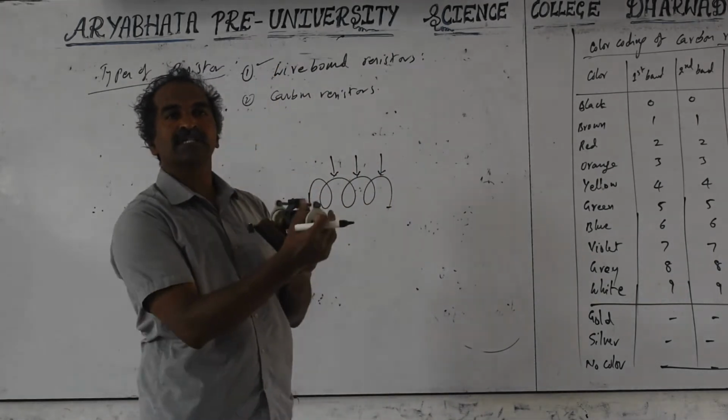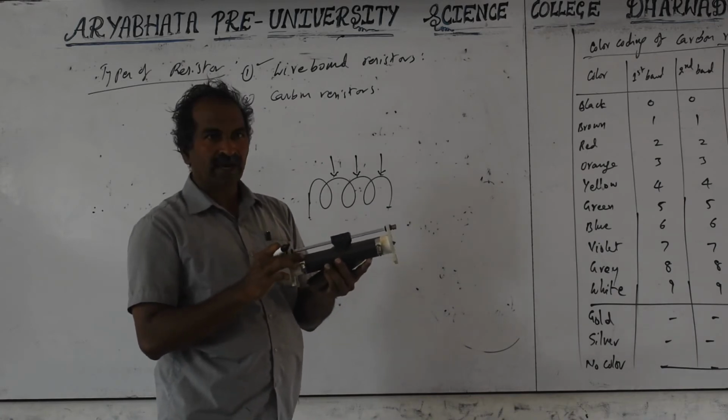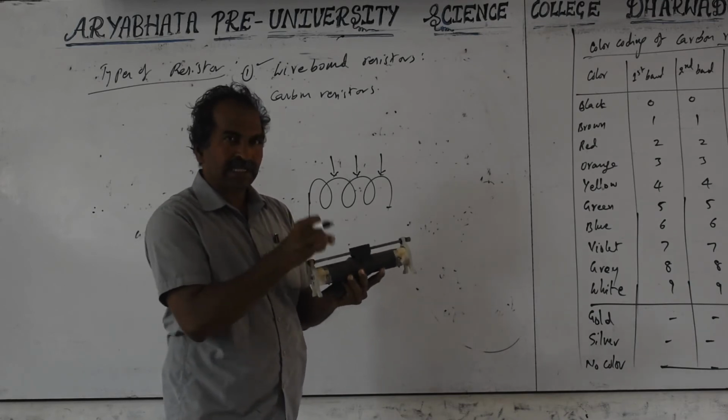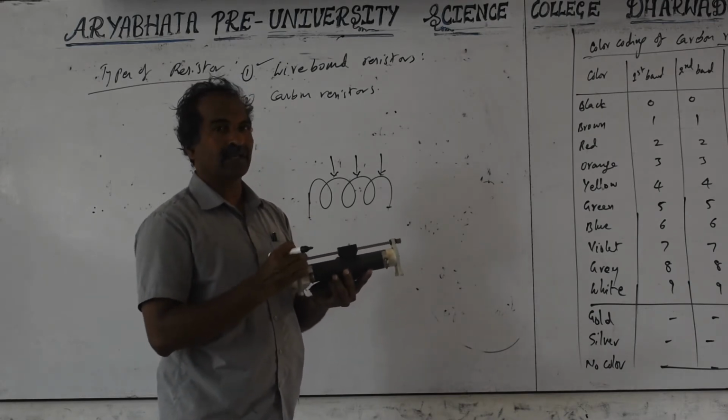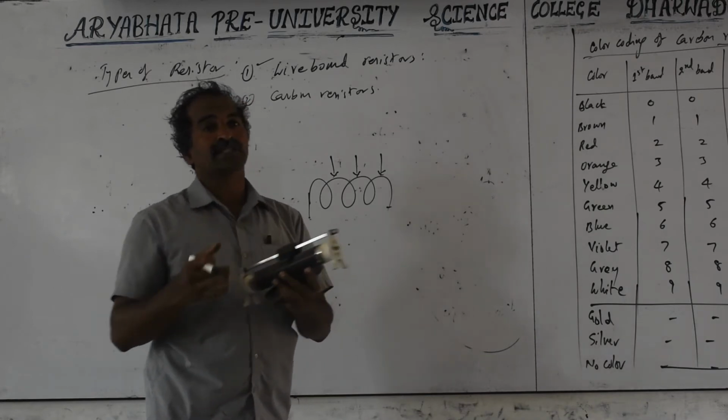Rheostat is wire bound. That is the nichrome wire or manganese wire or constantan wire here. You can refer to manganese here. The manganese wire is taking the form of loops like this. From one end to the other, the loop is called a coil. This is called the wire bond resistor. It can withstand large currents.